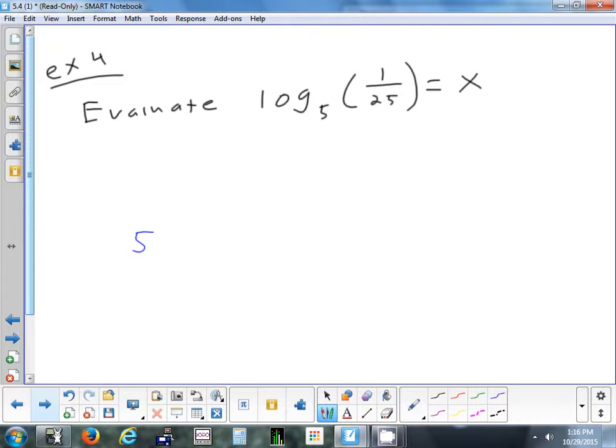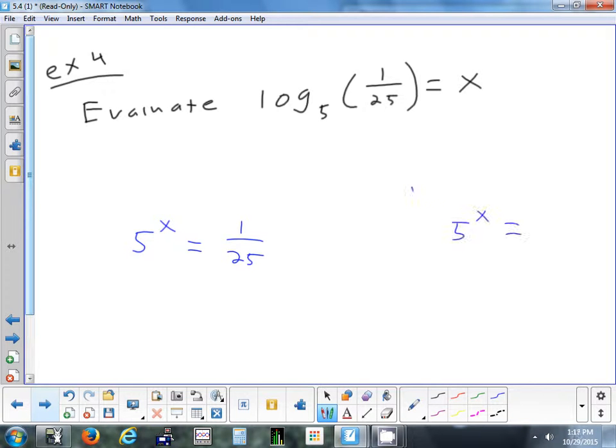5 to the x equals 125, equals 1/25. Okay, now at this point, we just have to look at it and figure it out. I wouldn't have given you a number that wasn't a power of 5 here. If I put 1/24, you'd have a very hard time with this problem. Or 1/26, it had to be 25, or some power of 5.